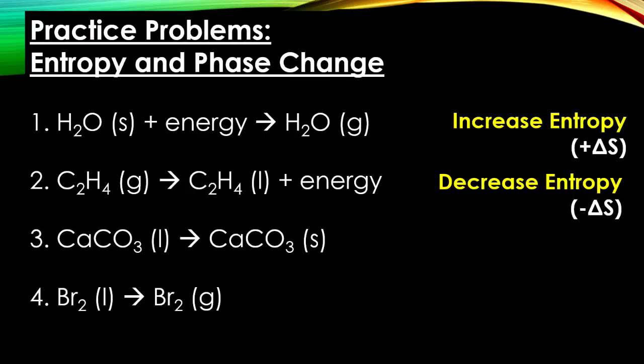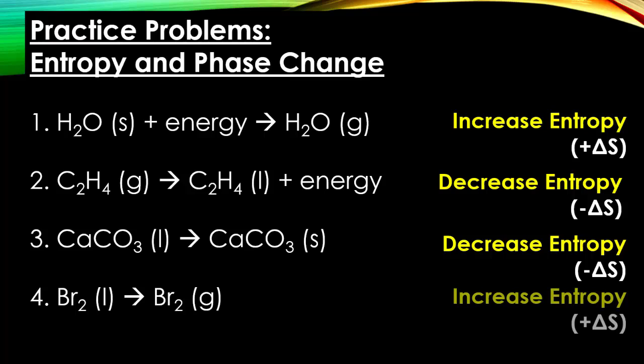Next up, we have calcium carbonate liquid, and it's turning into calcium carbonate solid. This means when you're going from a liquid to a solid, you're cooling down the sample, which is bringing the particles back together. That means you're also decreasing in entropy. Finally, liquid bromine is turning into gaseous bromine. Because you're going from a liquid to a gas, we're going to be increasing the entropy.